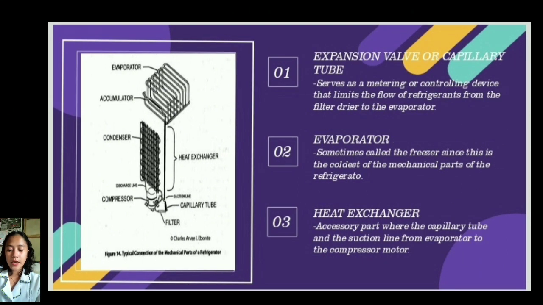Next, we have the expansion valve or capillary tube. It serves as a metering or controlling device that limits the flow of the refrigerant from the filter dryer to the evaporator. The function of the capillary tube or expansion valve is to divide and limit the refrigerant. Mayroong refrigerant na babalik papuntang compressor and then meron din papuntang evaporator.